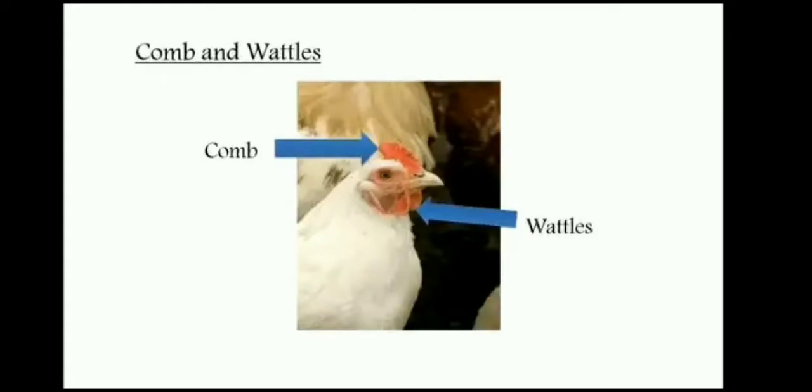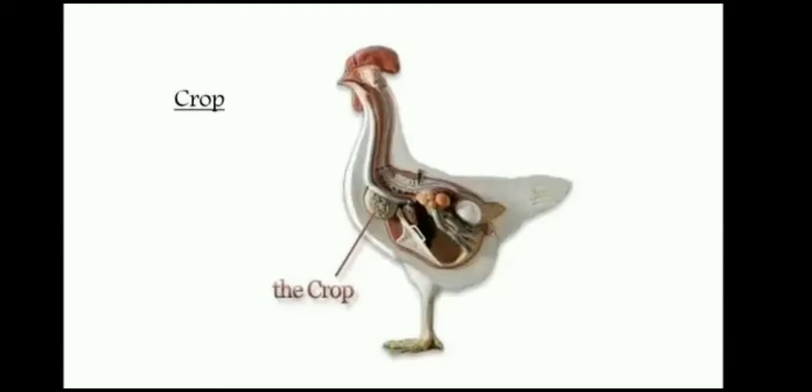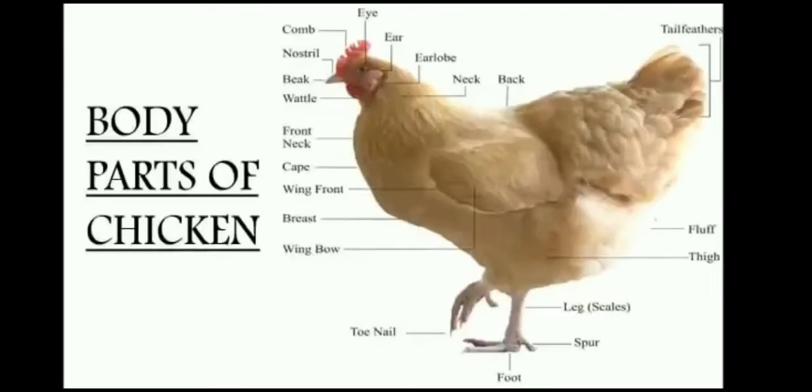Now the parts, you can see in the pictures: wings, comb, and wattles. The comb is on top, the wattles are below the beak, and then hock, shank, and feet. The vent is the chicken's rear opening, and the crop is where the food is stored. And now, as you can see in the picture, these are the body parts of a chicken.